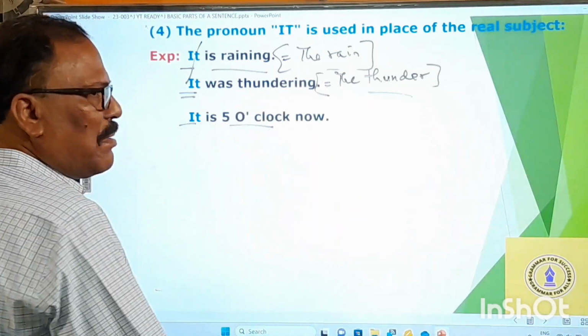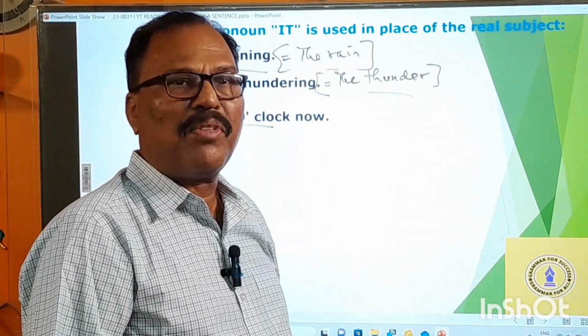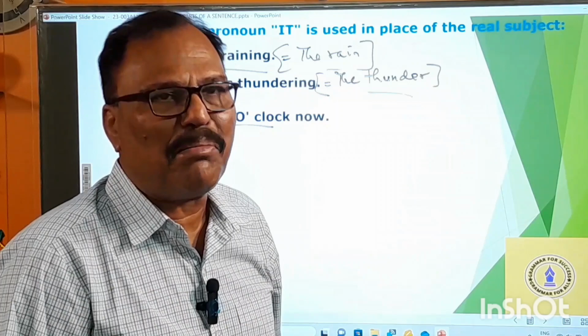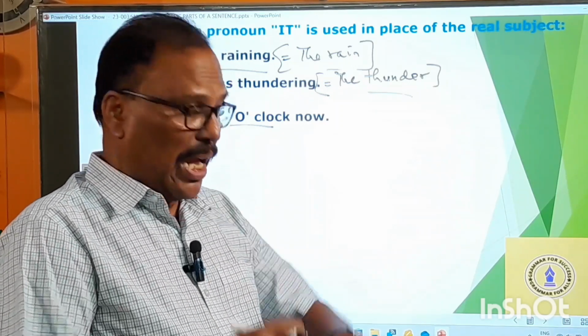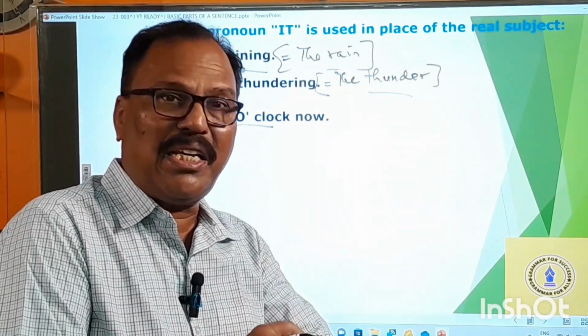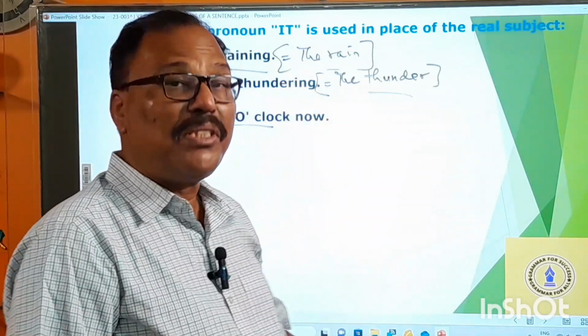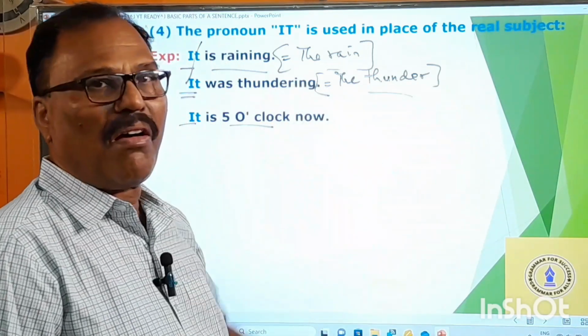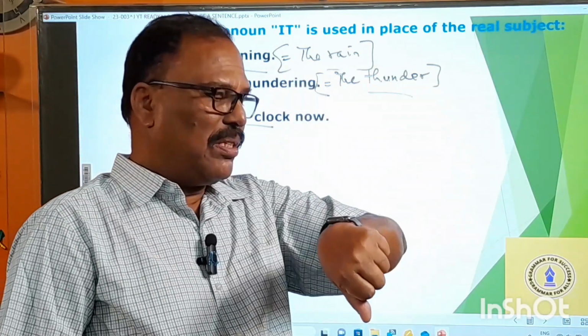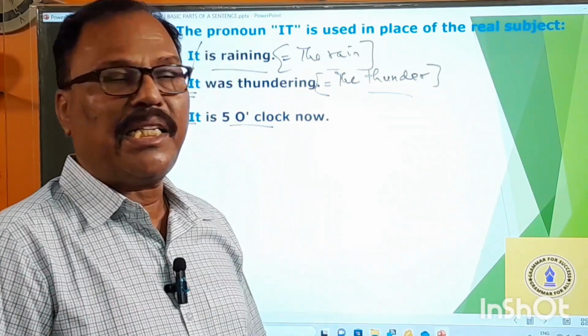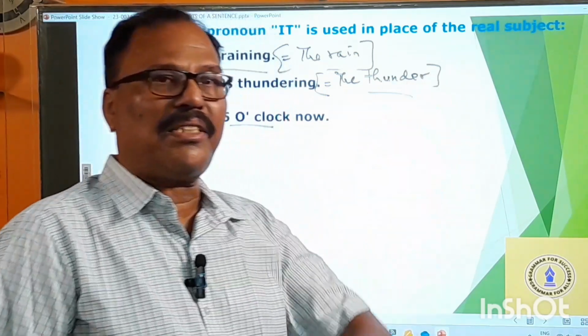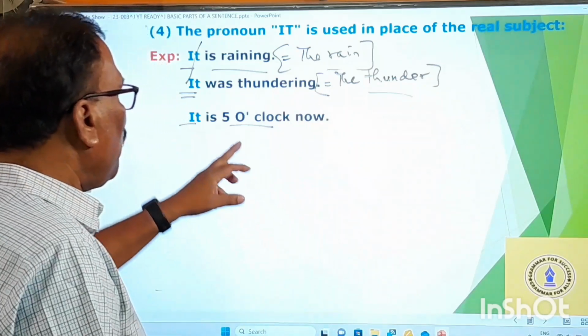It is 5 o'clock. Somebody has asked you for the time. What do you say? What is the time now? Then you say, the time is 5 o'clock? You don't say that. You simply say, it is 2 o'clock. "What is the time now?" "Sir, it is 4 o'clock, sir." It is 4:30. It is 10:30. It's 9:30. Whatever it is, whenever you mention the time.